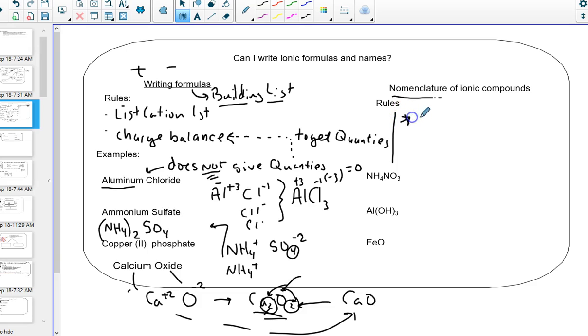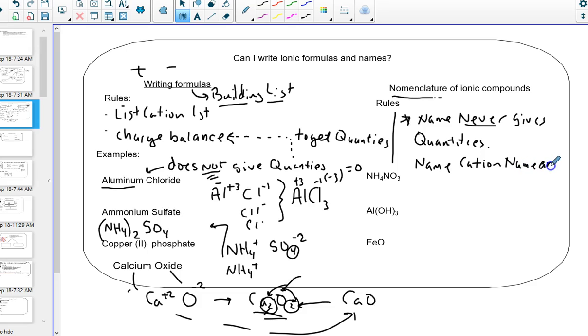So the first thing to keep in mind, the name for this guy never, ever, ever gives quantities. So what does it do? Well, it just gives the name of the cation and the name of the anion. And that's it. This is all it does. It never, ever gives quantities. So get your ion sheet out and let's just try a couple out.